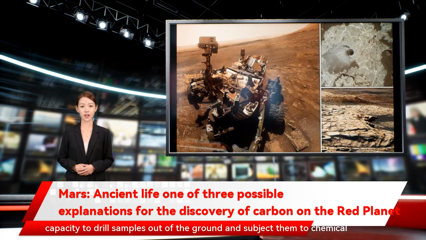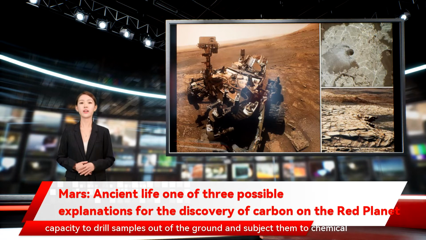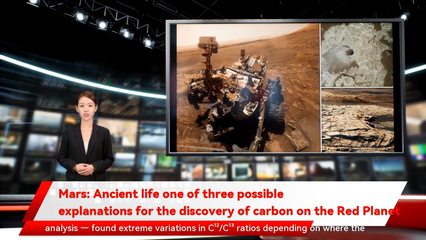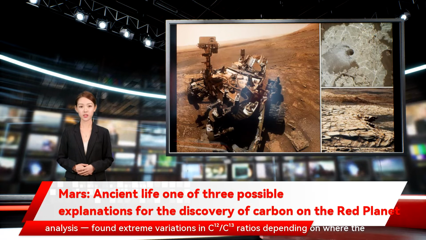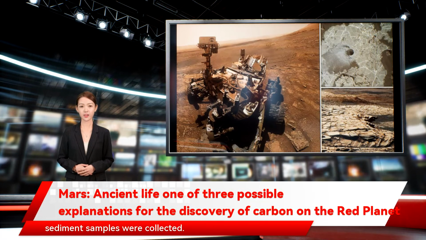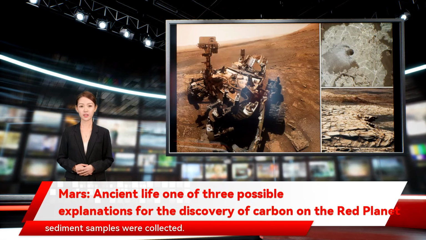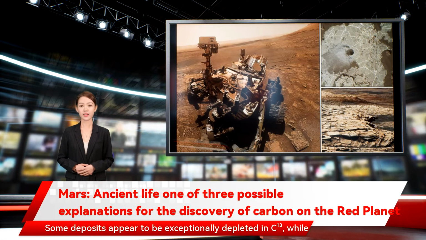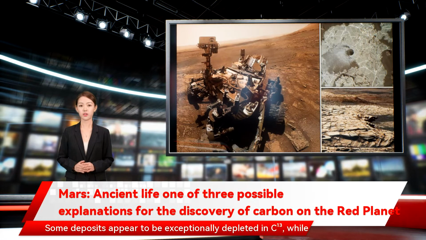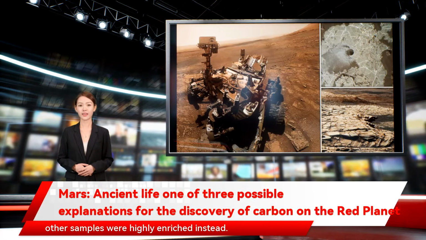The carbon found by Curiosity, which has the capacity to drill samples out of the ground and subject them to chemical analysis, found extreme variations in C-12/C-13 ratios, depending on where the sediment samples were collected. Some deposits appear to be exceptionally depleted in C-13, while other samples were highly enriched instead.